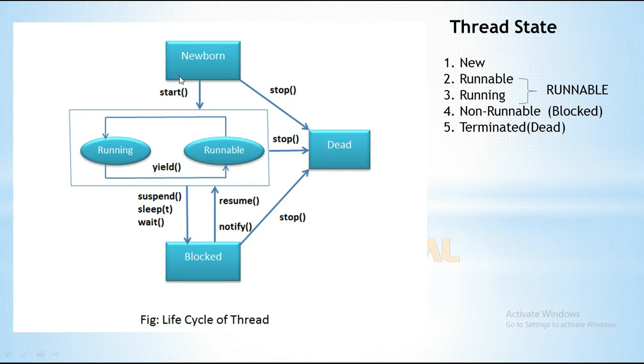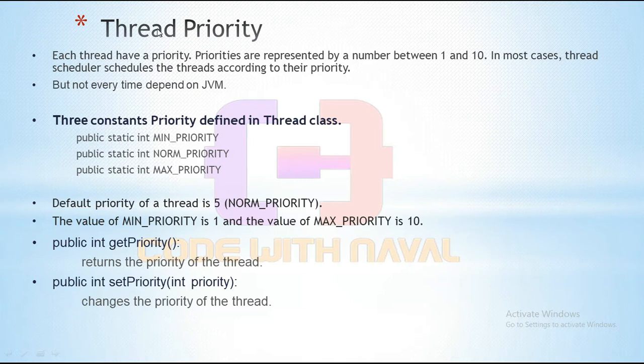But suddenly we add a new thread, and that thread's priority is 10. Already inside runnable there are 9 threads waiting for execution and one thread is running. Those 9 threads have priority 5, and we suddenly add one new thread with a high priority of 10. Then the JVM, or we can say the thread scheduler, may give this high priority thread a chance, but there is no guarantee, it depends on the thread scheduler.